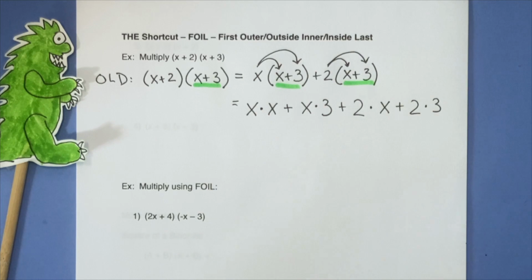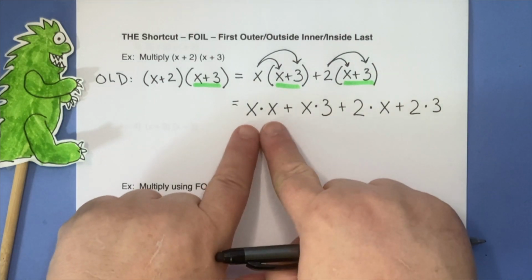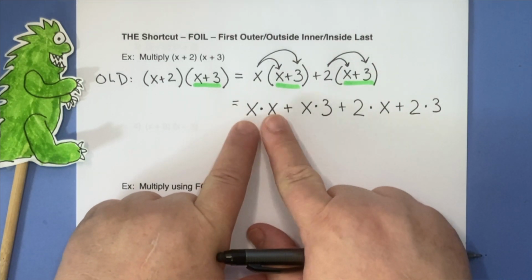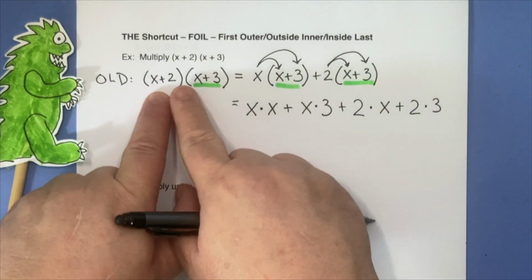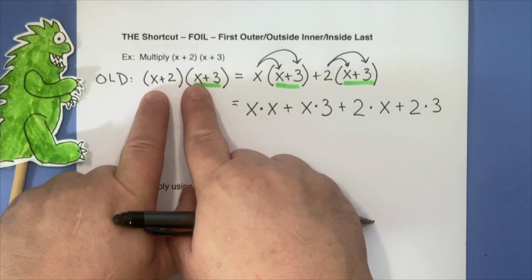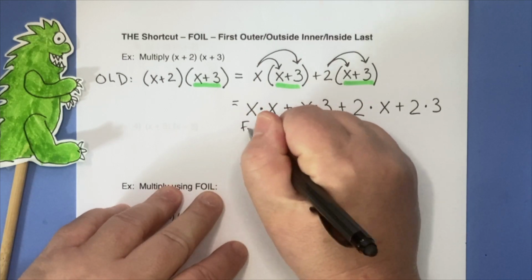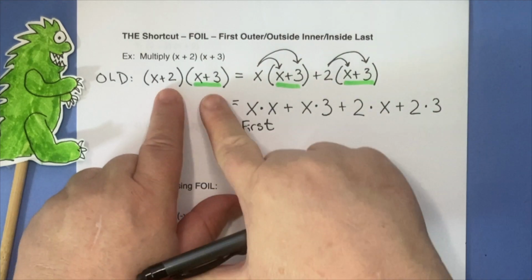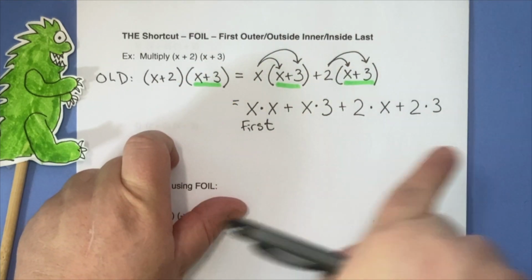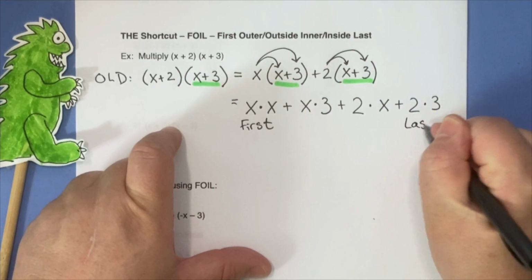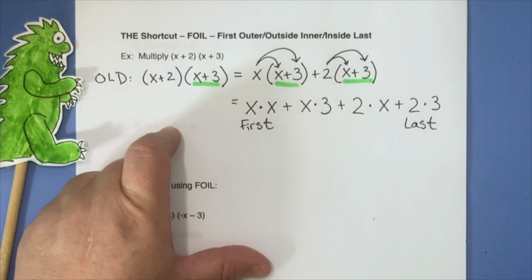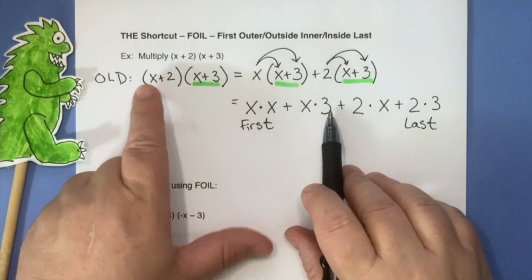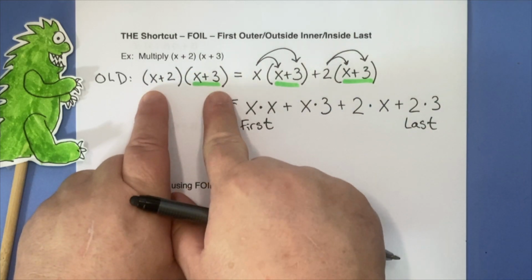In this case, we're less interested in the answer and more interested in the process. Because as you notice, we can look at this and put together a pattern. The two x's come from the two first terms. So these are first. And the 2 and the 3 are the two terms that come at the end. So we call those the last. And then we've got x times 3. Now it's the first one here and the last one here.